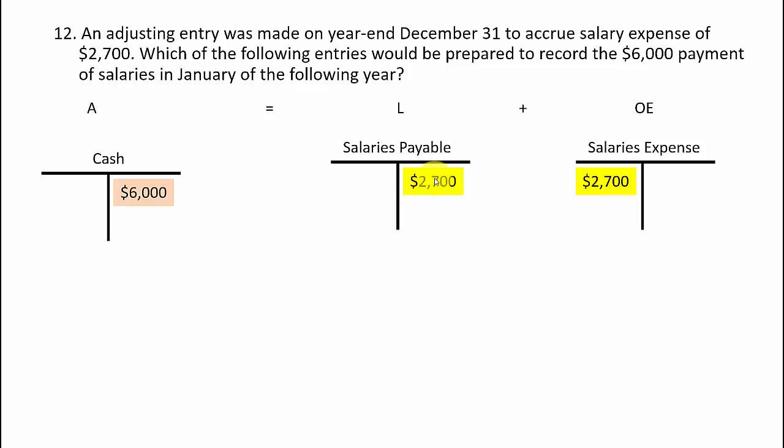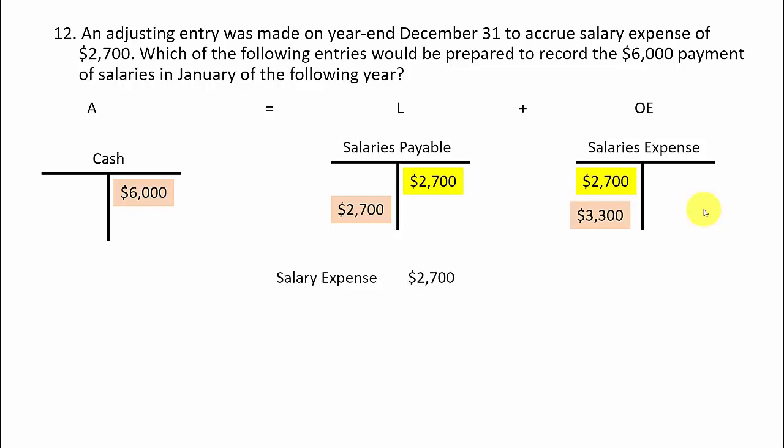The first thing we'll do, since we know this $6,000 is for salaries we owed last year, part of it is, we will reduce this liability to zero by debiting this for $2,700, and the difference between the total cash of $6,000 that we paid out in January, first payroll check, and this $2,700 for last year will be this year's salary expense of the difference of $3,300.